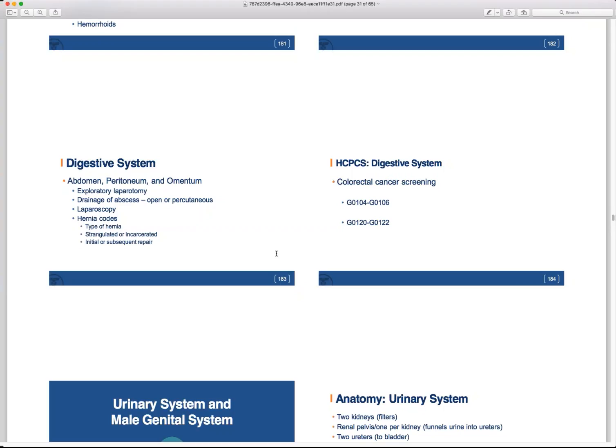Okay. And then also if it's an initial or a subsequent repair, was it something that they fixed and it came back? So you're looking for those 3 things when you are coding for hernias, and then whether it's open or laparoscopic. If it's open and they use mesh, remember the value of your CPT code 49568. CPT code 49568 gives you a range of codes that you can use it with if you're looking on page 315.